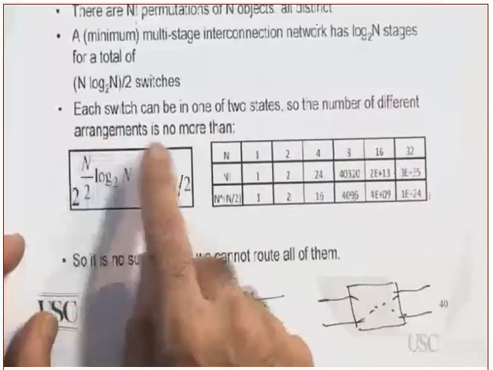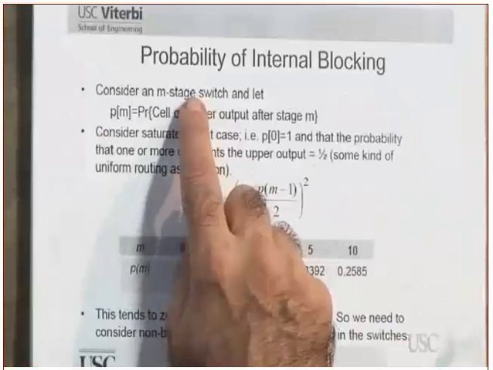Yes? What is the probability that there is a cell in the upper output after stage M? Stage M. This is what we are looking for. This one, stage M. Where are these coming from? Stage M minus 1. This is stage M minus 1.